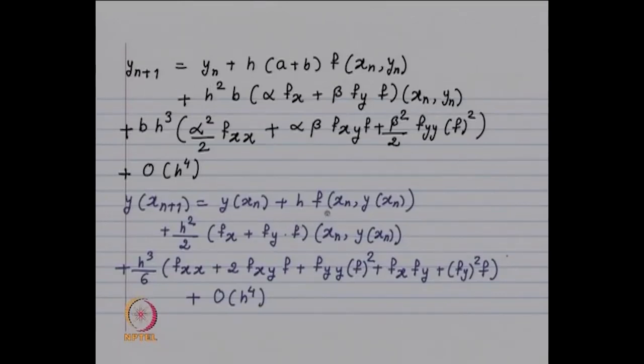Then here you have h times f of x n y x n, which is the same as f of x n y n, and here you have f of x n y n. So, if we want these two terms to match, our a plus b should be equal to 1. So, we get the first condition on a and b, that a plus b should be equal to 1. Now, look at the next term. You have got h square here, then here you have f x plus f y f divided by 2, and here you have got b alpha f x plus b beta f y f of x n y n. So, if I want these two terms to match, then b into alpha should be equal to 1 by 2, b into beta should be equal to 1 by 2. So, we have a plus b is equal to 1, b alpha is equal to 1 by 2, b beta is equal to 1 by 2.